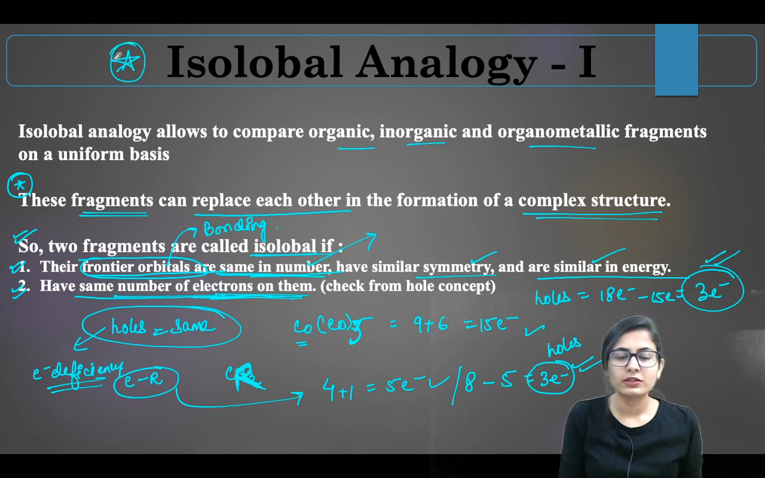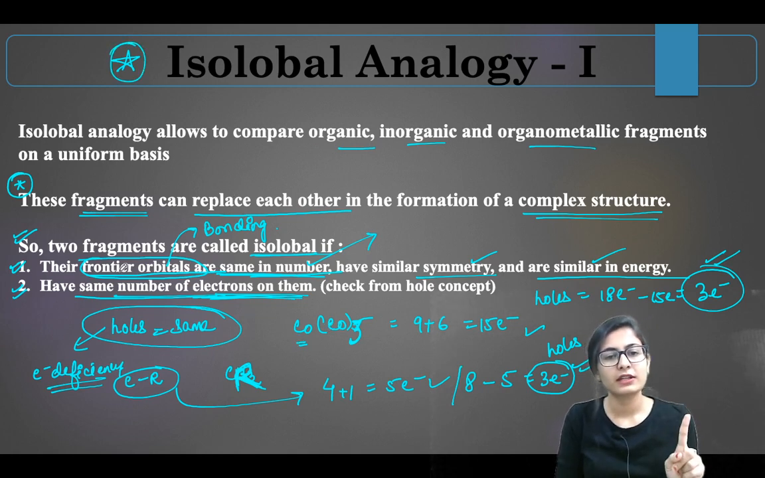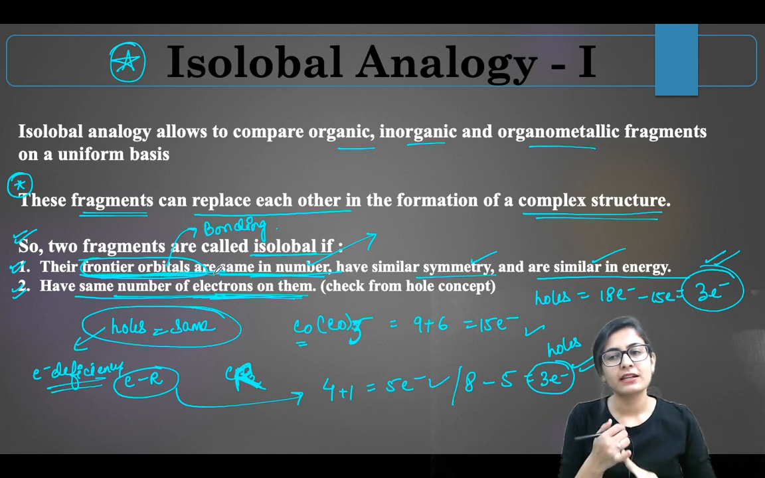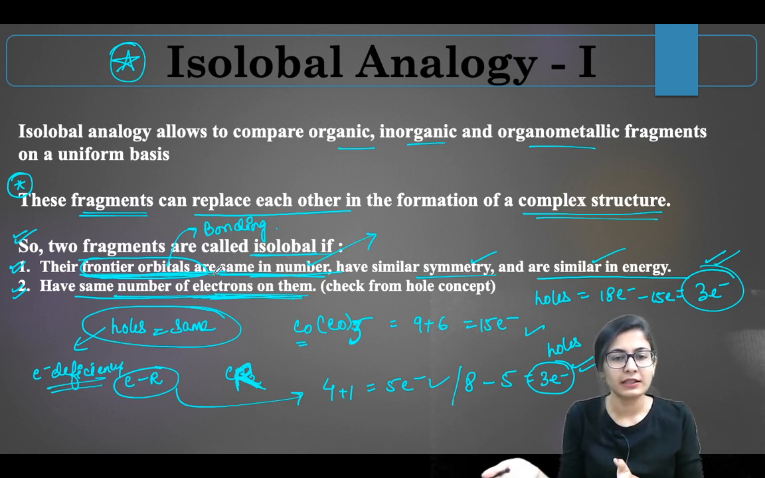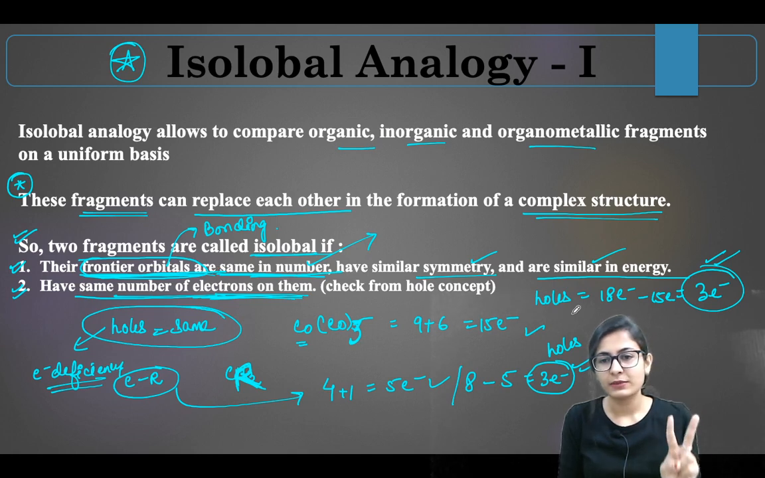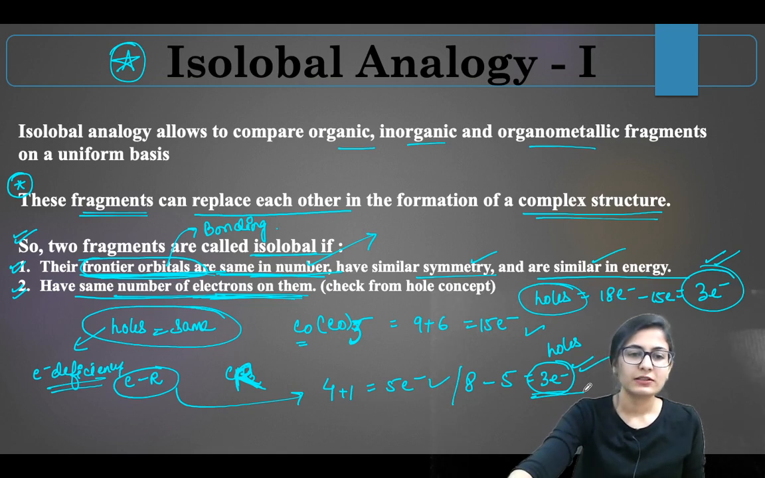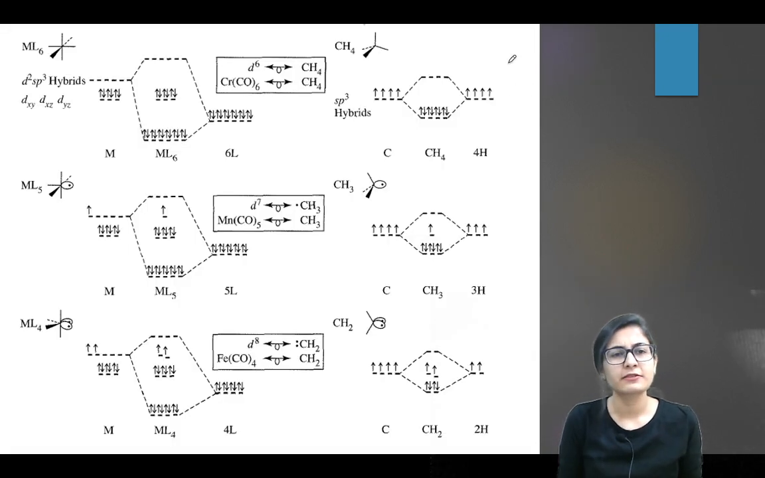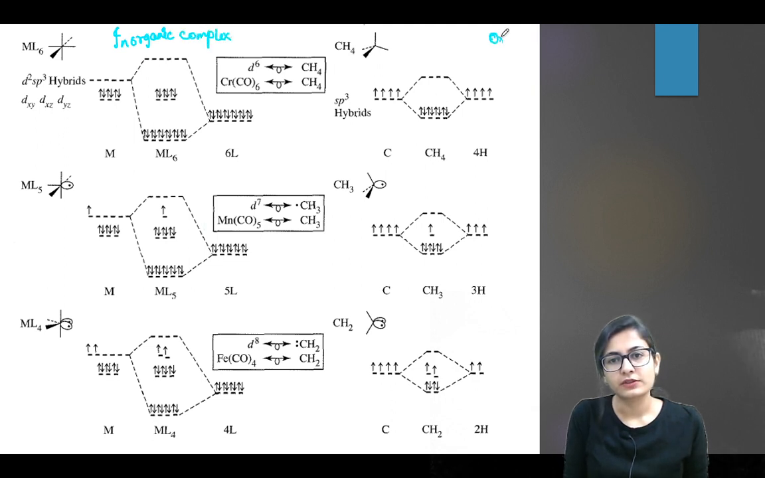Now, if they have the same number of holes, they are still going to be isolobal. So we are going to focus on two major factors. The first one is the frontier orbital concept, that is, they are going to have the same set of orbitals they bring onwards for bonding. The second thing is they must have the same number of holes. So this is what we are going to focus on and we'll see a lot of examples. So let's move onwards. First of all, we are comparing the inorganic complex with the organic molecules over here. Alright, so what do we see?